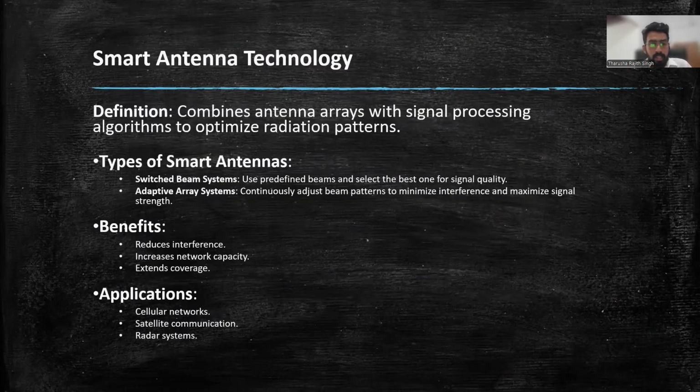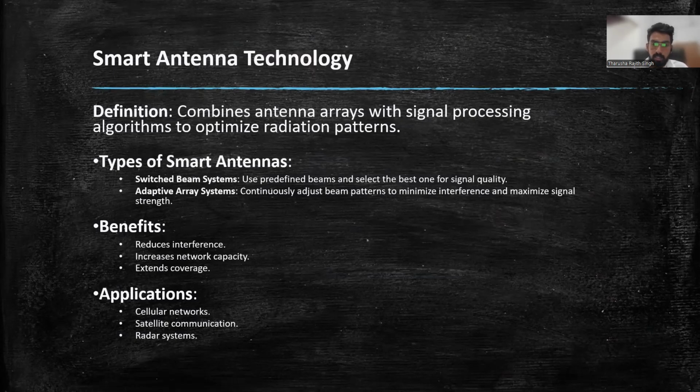So next, let's discuss smart antenna technology. What are smart antennas? Smart antennas combine the antenna array with signal processing algorithms to adaptively optimize radiation patterns. This adaptability makes smart antennas highly effective in improving network performance, especially in environments with high interference or varying signal conditions.